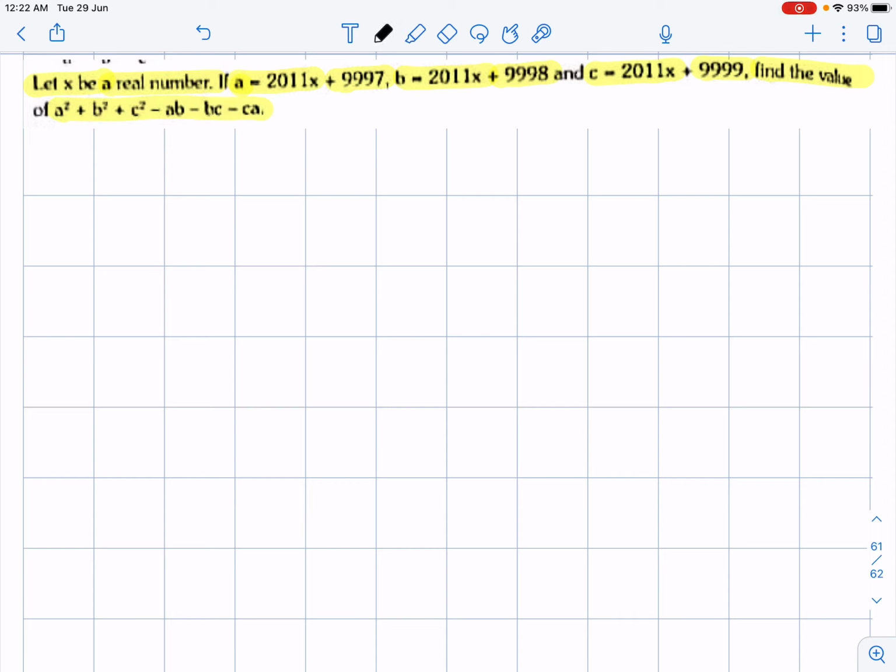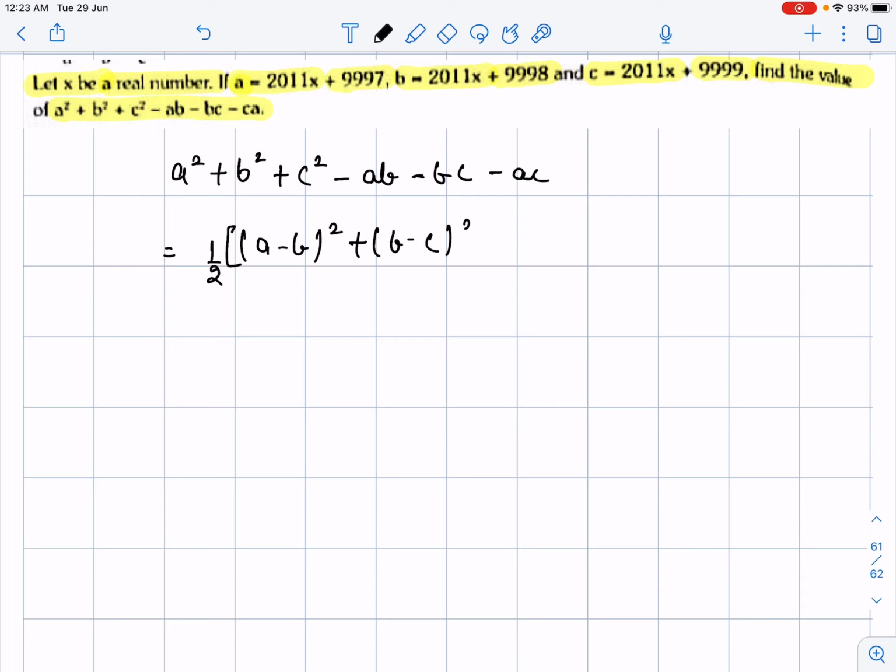So guys, we have an identity of this format. I am going to tell it to you. You may write it. We will make use of this identity for the next question as well. What is the identity we know? a square plus b square plus c square minus ab minus bc minus ac can be written by me as 1 by 2 times (a minus b) the whole square plus (b minus c) the whole square plus (c minus a) the whole square. Hope you guys have got my point.